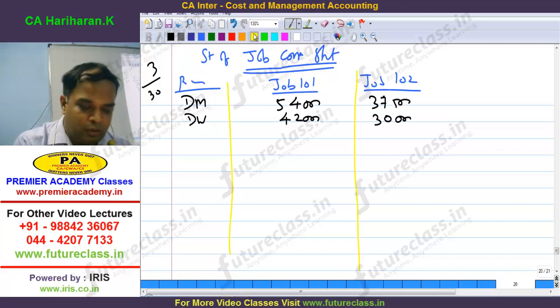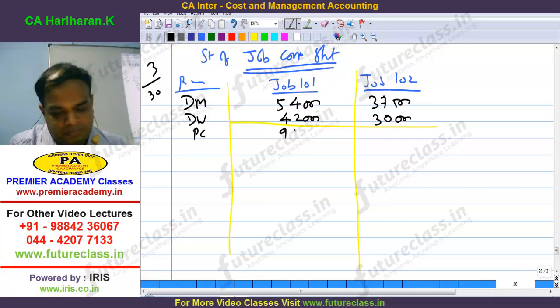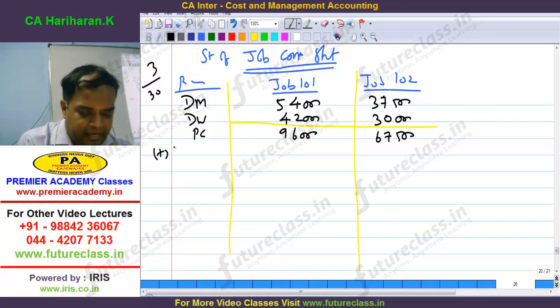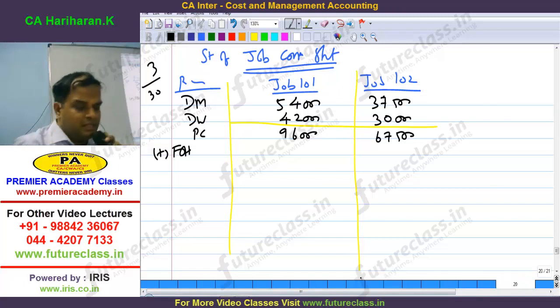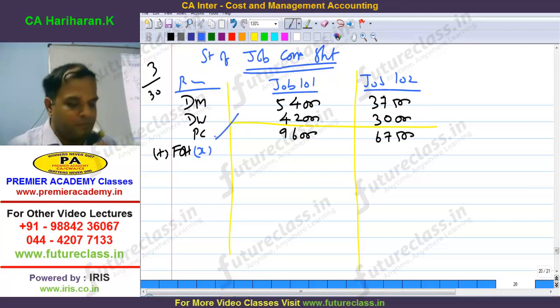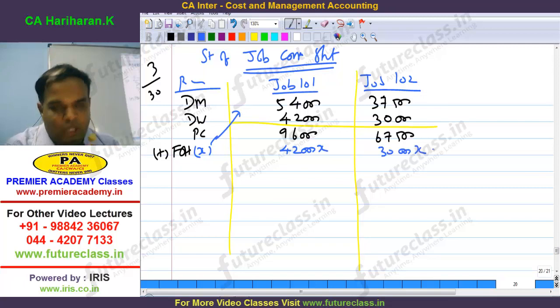30,000. Therefore, direct material plus direct wages is called prime cost. How much is the prime cost? 96,000, 67,500. Add factory or production overhead. Any info for factory or production overhead? Check it up. Some percentage on direct wages. Let the percentage be X on direct wages. Therefore, X into direct wages: 42,000 X, here 30,000 X. Are you with me or not?